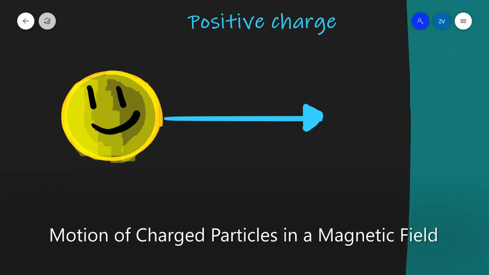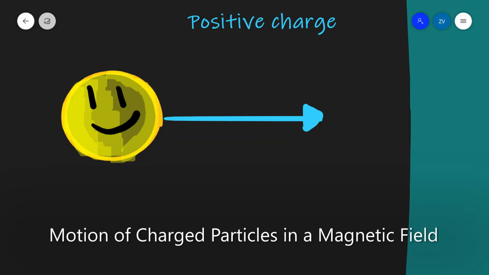Today we're going to be talking about the motion of charged particles in a magnetic field. In order to illustrate this, I've drawn over here a little positive charge, and I'm positive that we're going to be analyzing its trajectory. Now let's get started.